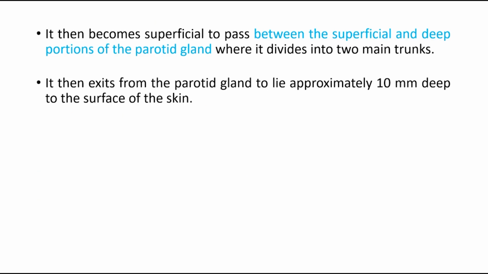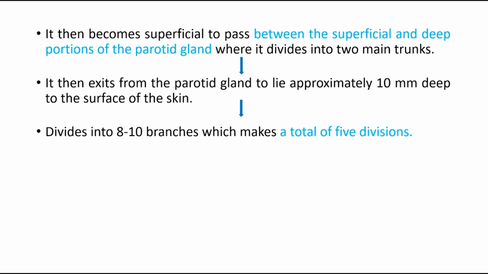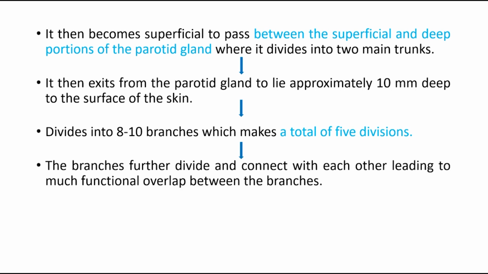After giving these three branches, the facial nerve becomes superficial and it passes between the superficial and the deep portion of the parotid gland. Within the substance of the parotid gland, it divides into two main trunks. Now, these two main trunks again divide to form 8 to 10 branches, and these branches further divide and connect with each other, so that there is much overlapping between these branches which supply the facial muscles.